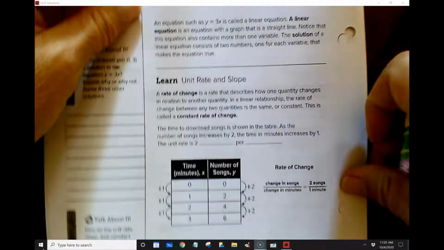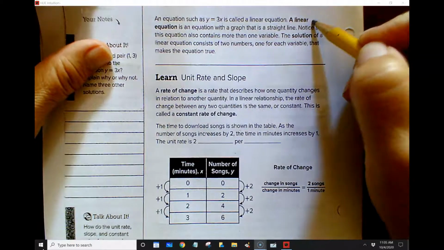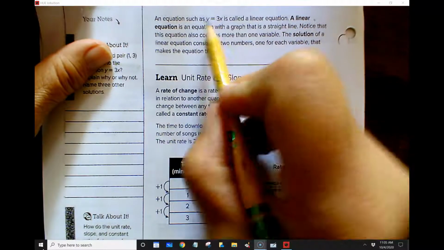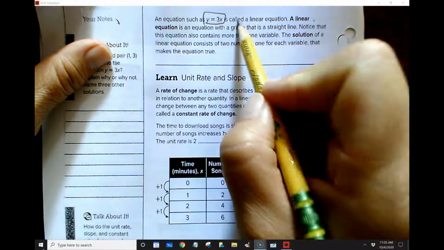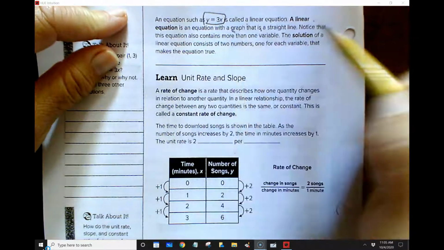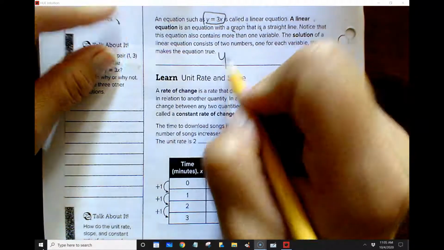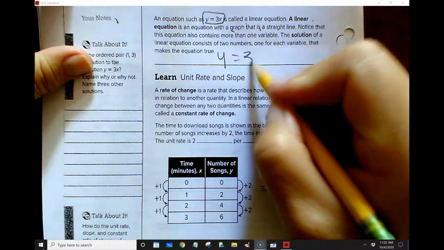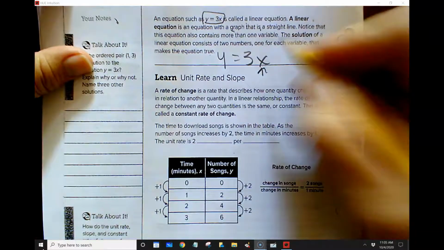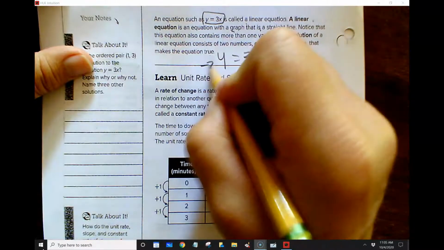Okay, next page. One of the things I want you to highlight, obviously I showed you in the previous page that we have a linear equation. It's a straight line. So when we have something like y equals 3x, that's a linear equation. The graph is a straight line. Now, when we have it set up, we have two variables. We have a y variable and we have an x variable. Our x number is the input. The y value is the output.